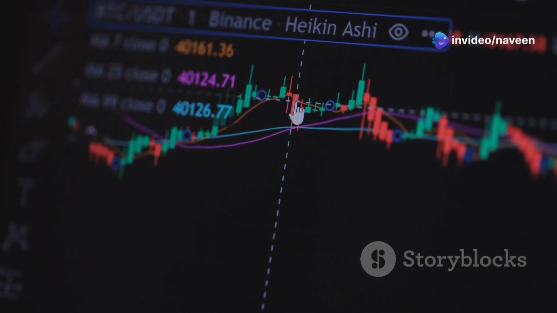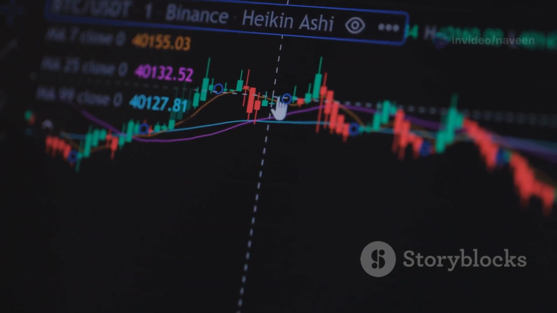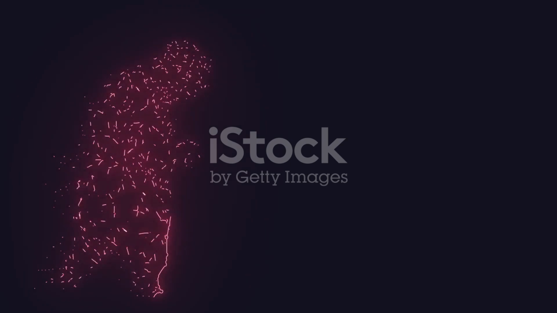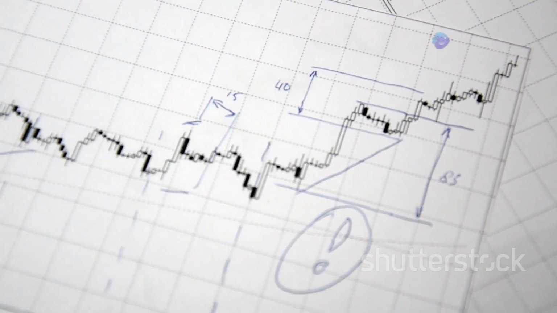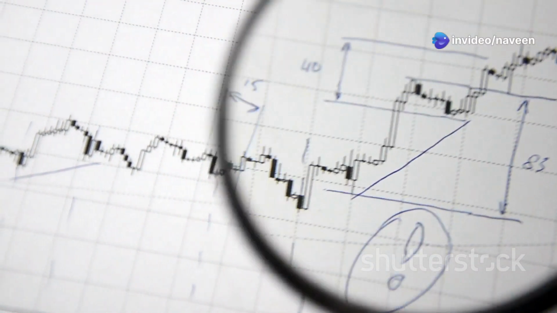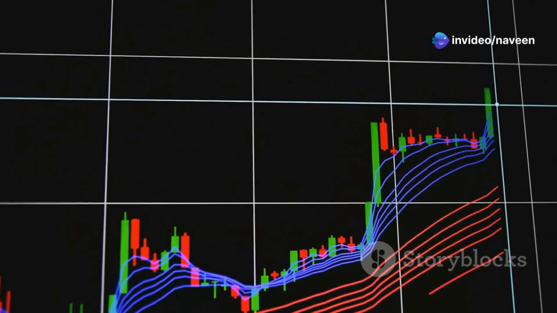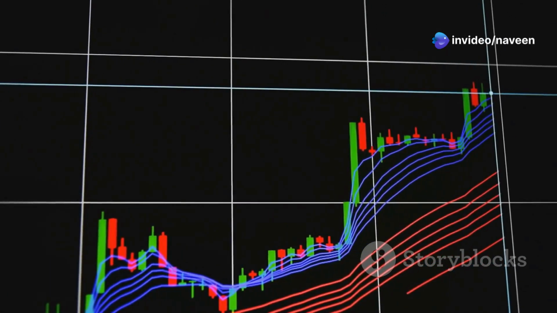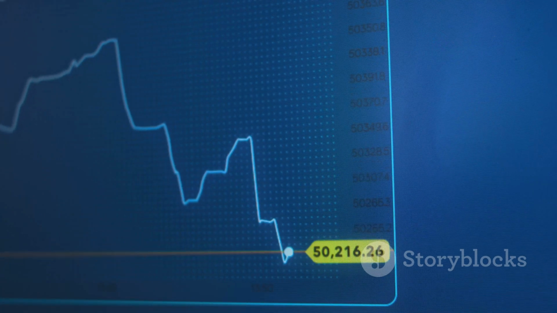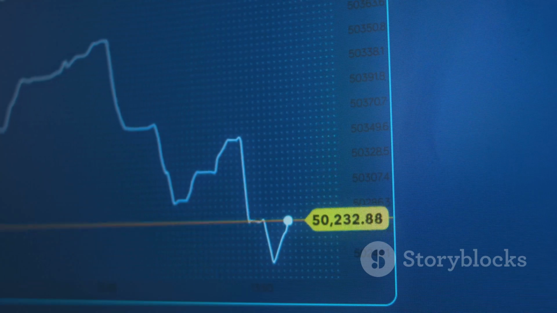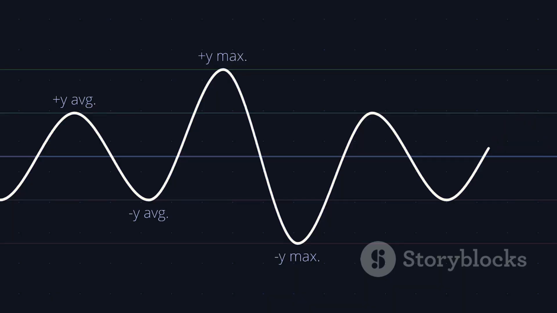Section 6, Head and Shoulders Pattern, identifying potential reversals. The head and shoulders pattern is a bearish reversal pattern. It is one of the most reliable chart patterns in technical analysis. This pattern is formed after an extended uptrend. It signals that the uptrend may be coming to an end. The pattern consists of 3 peaks: the left shoulder, the head, and the right shoulder.